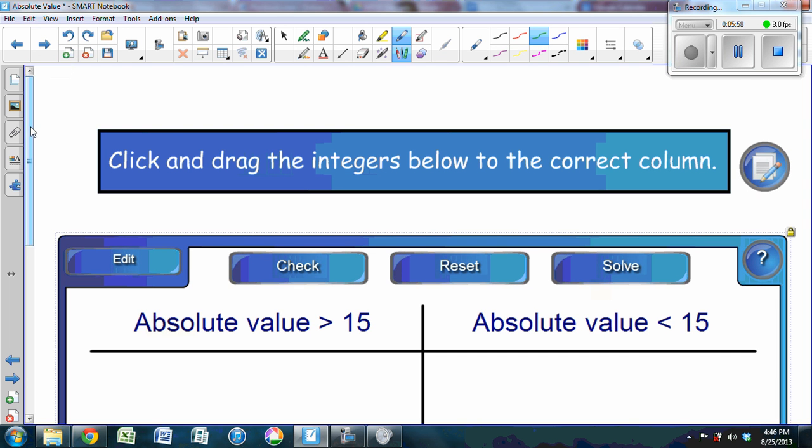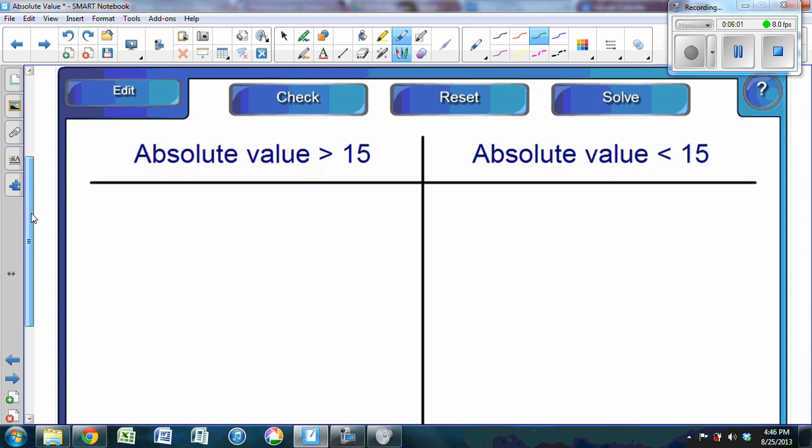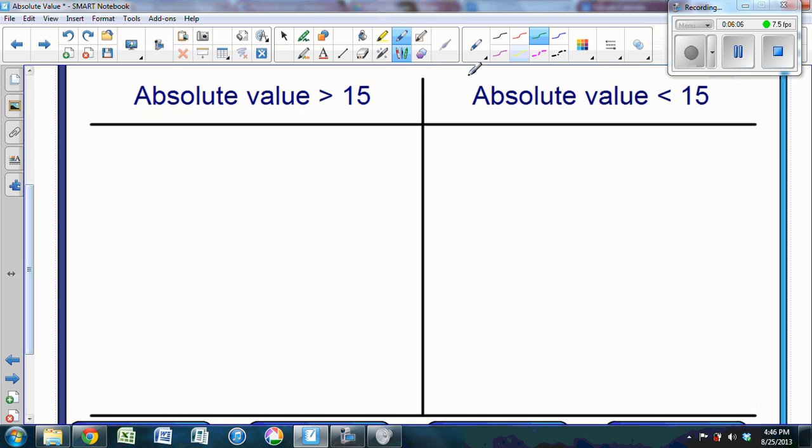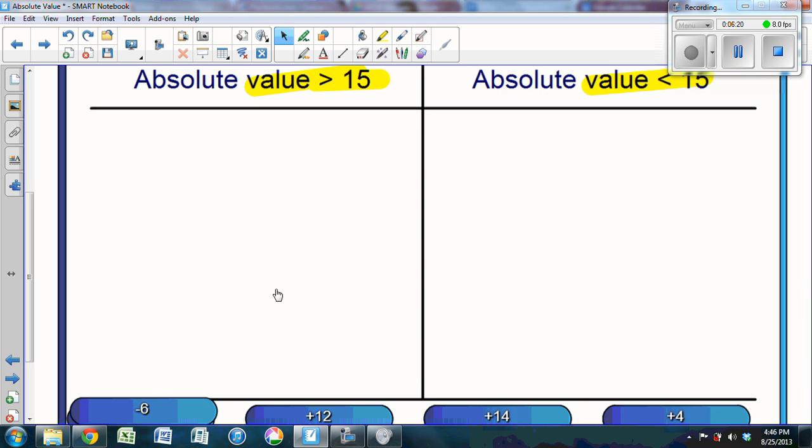So when we look at integers, and we're going to look at each of these integers here, it says to decide whether or not the absolute value is greater than 15 or less than 15. So the value of the number, is it greater than or bigger than 15 or less than 15? Let me grab some numbers down here. Negative 6. So the absolute value of negative 6, that means the distance the number is from 0, and that is 6 away from 0. So the absolute value of negative 6 is less than 15.